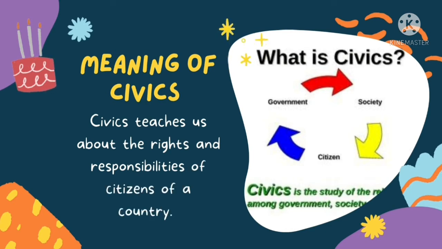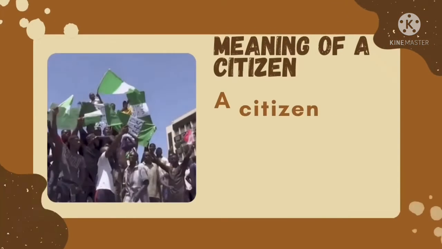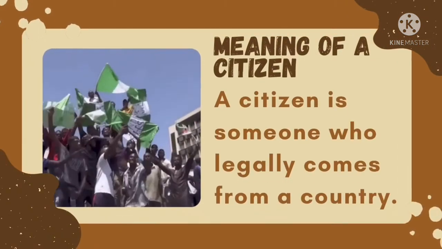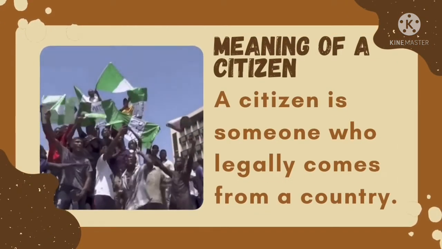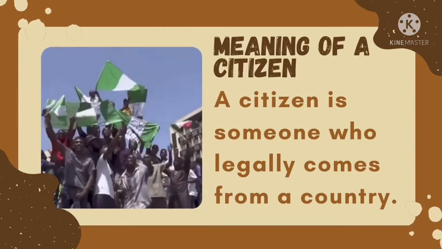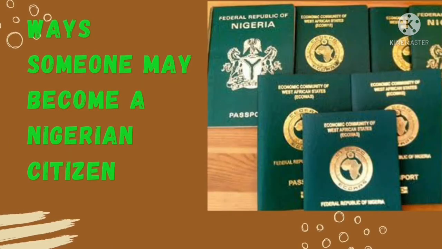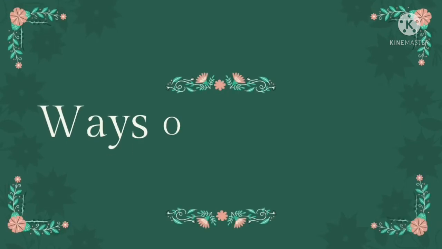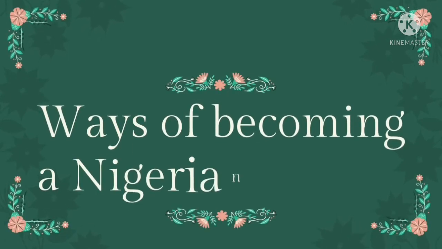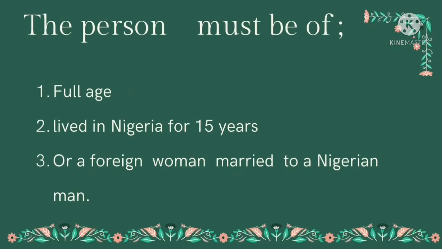So, what's the meaning of a citizen? A citizen is someone who legally comes from a country. Yes, you are a citizen of Nigeria. Ways someone may become a Nigerian citizen: first, the person must be of full age and have lived in Nigeria for at least 15 years; then a foreign woman married to a Nigerian man, even through naturalization.